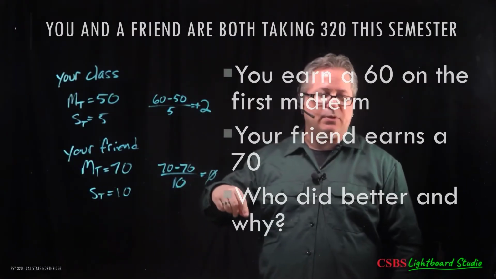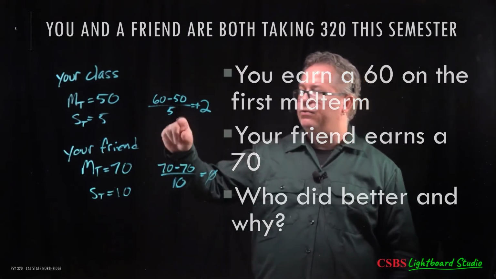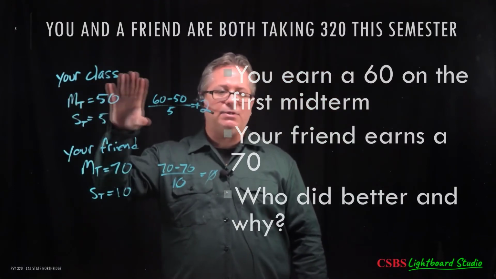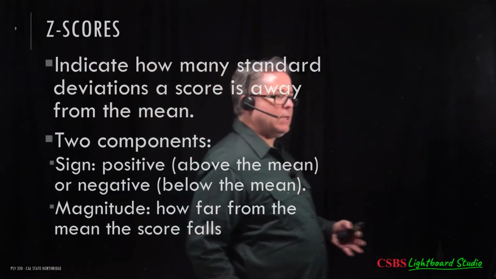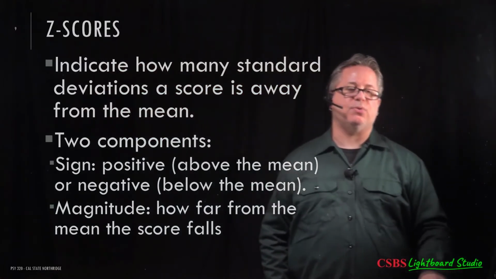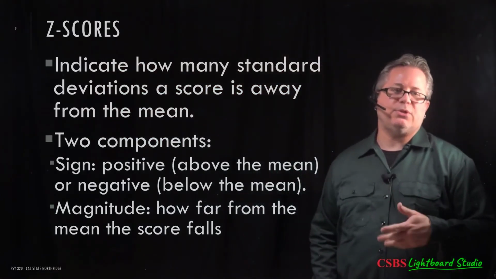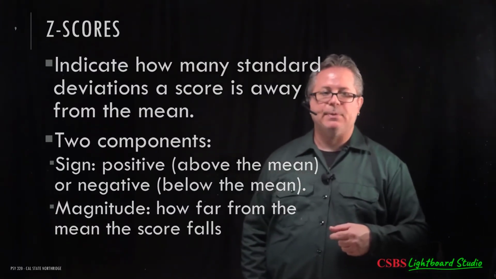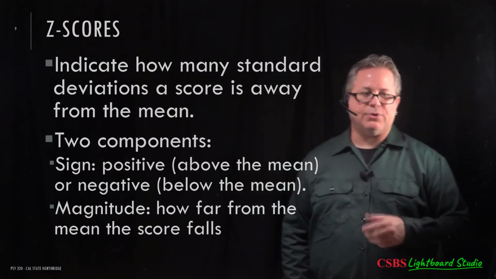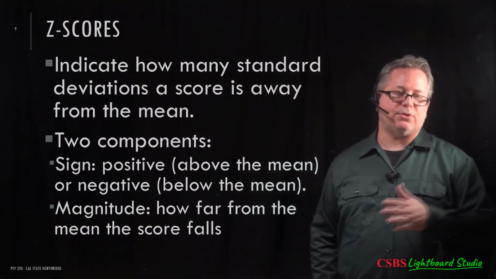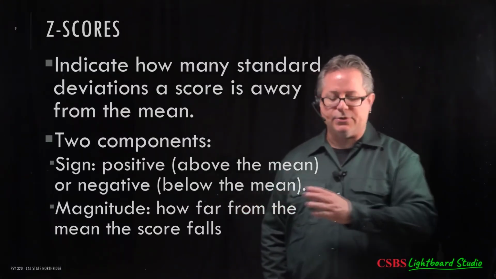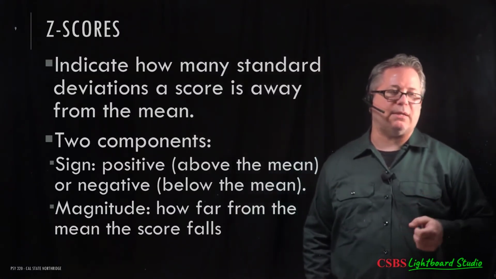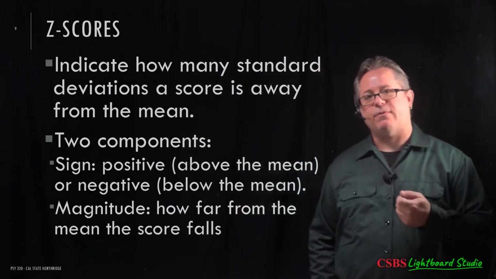So when the question is who did better and why, you can't just look at the score. You also have to look at the other information about the test itself to see where you fit in. Okay, so as we convert raw scores to standard scores, it's a process of creating z-scores. A z-score indicates how many standard deviations a score is away from the mean. If you're 2 standard deviations above the mean, that tells you where you fall in the distribution of scores. Your score itself, 60, doesn't tell me a whole lot unless it's relative to the mean and standard deviation of the distribution itself.